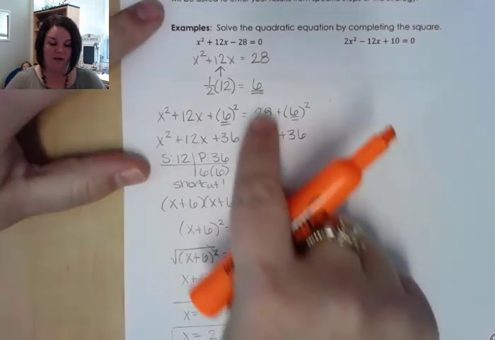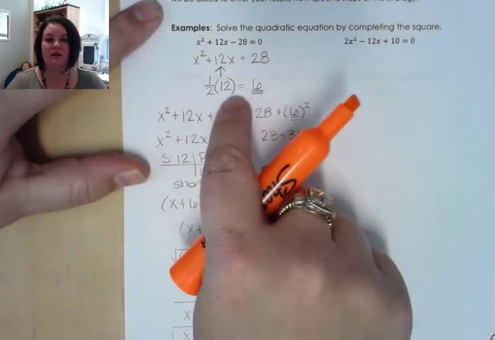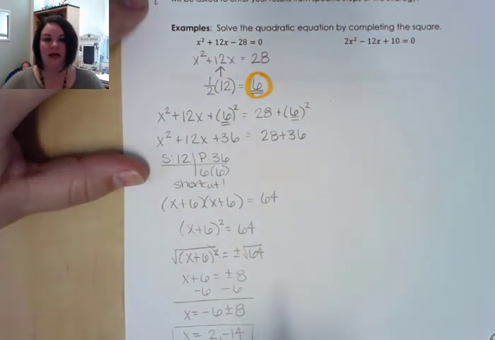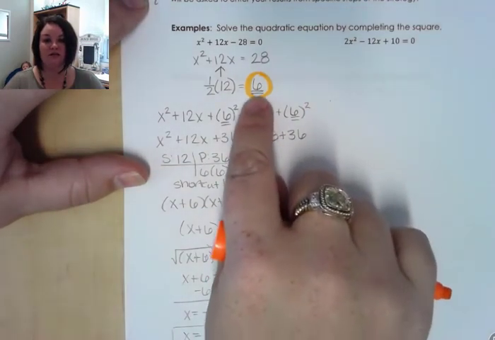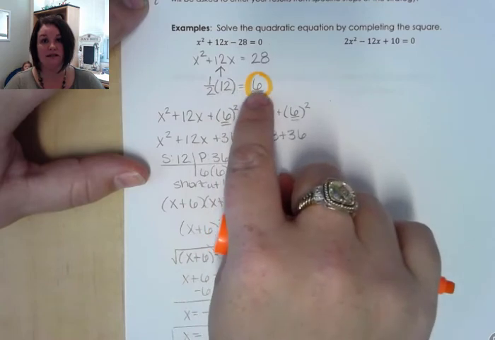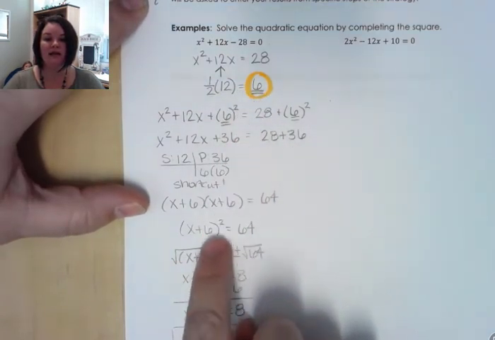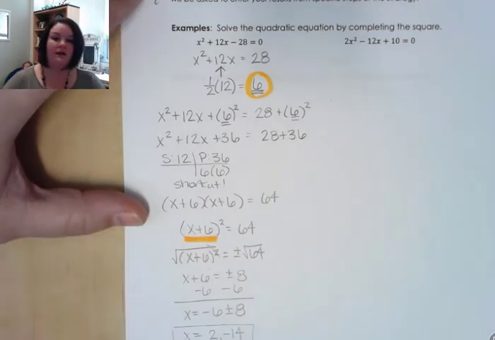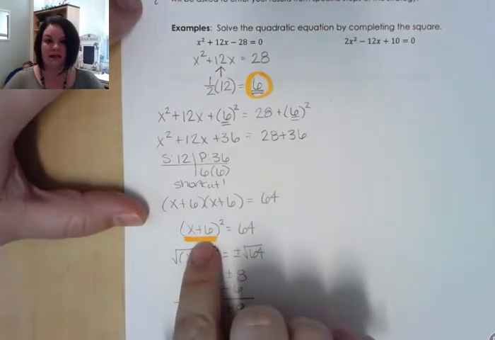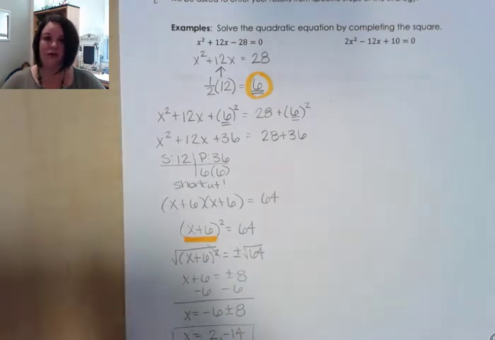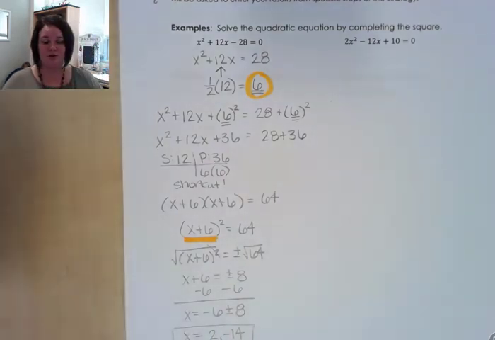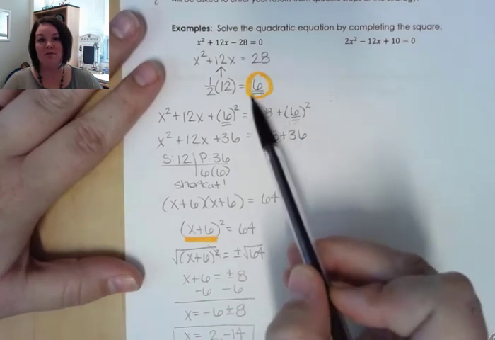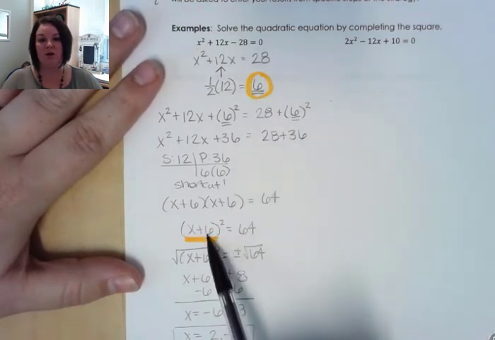Notice, whenever we took half of this middle term, we got 6, right? And notice, this is a positive 6, right? Because we took half of positive 12, we got a positive 6. Notice what we ended up with over here inside our squared quantity was an x plus 6. Now this will always be true, always, always, always be true, that whatever you get when you take half the middle term, that number will be what's inside this squared quantity.